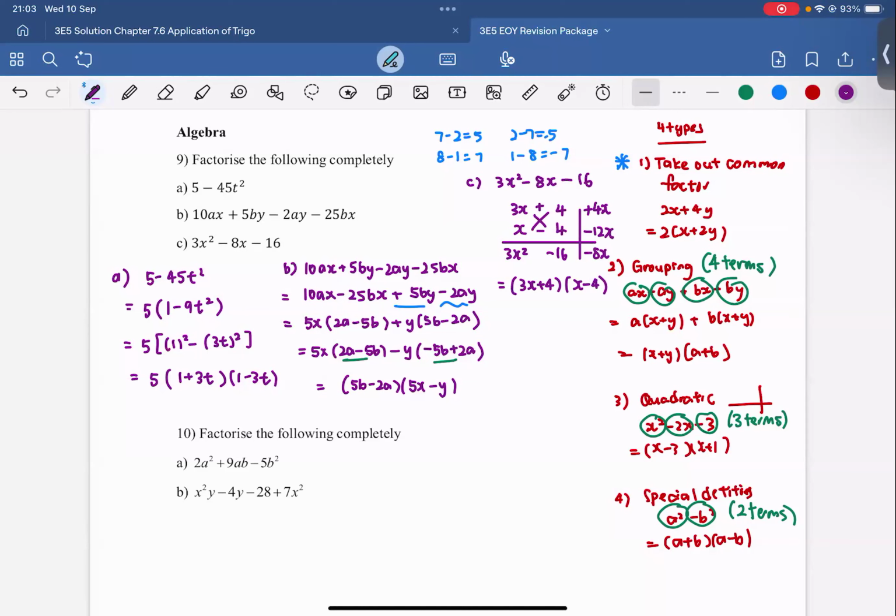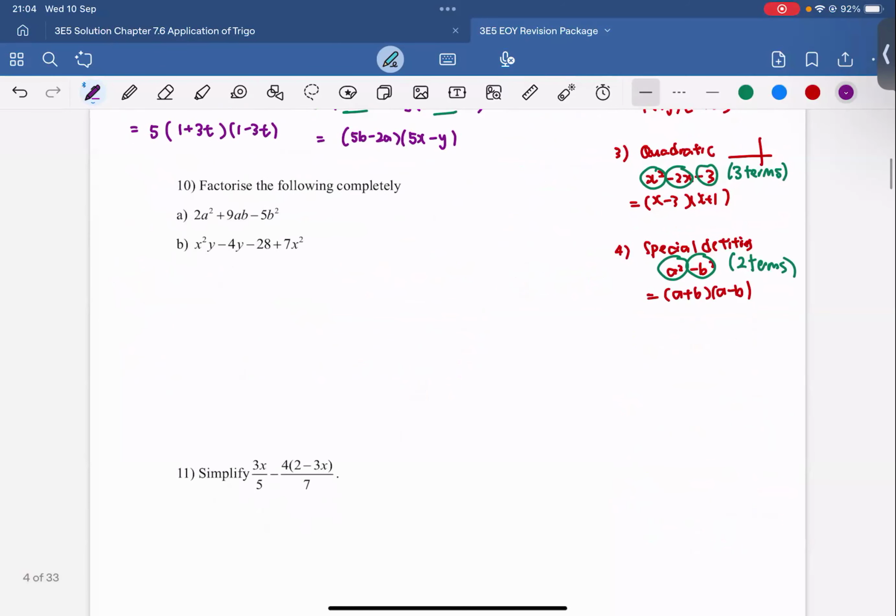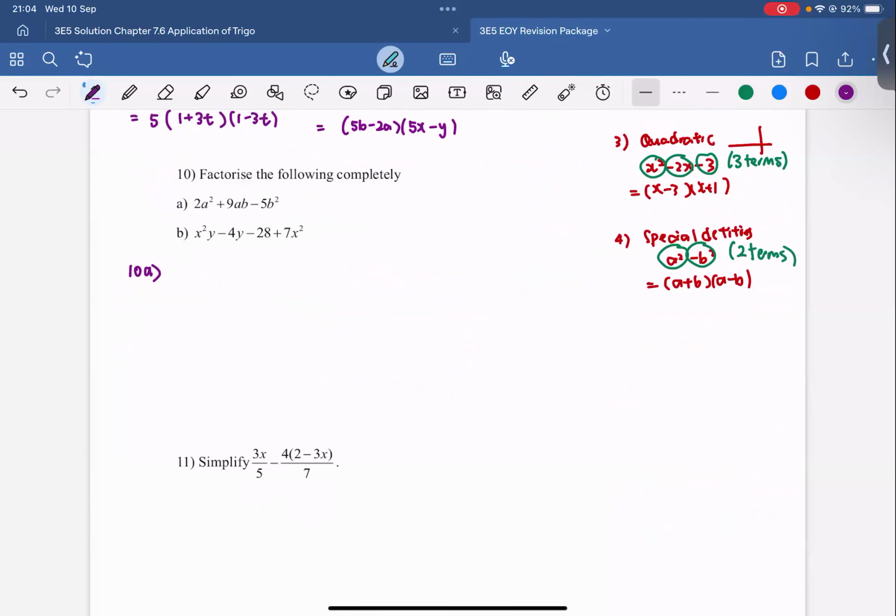Okay, so this question covers 3 of your factorization already. Okay, moving to something more challenging. Factorize this. So you see that there's 3 terms, means you need to use the guess and check or the multiplication frame to do your things.